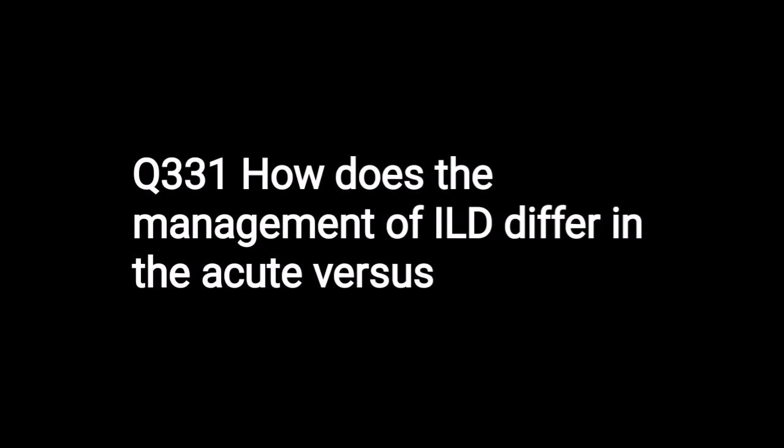Q331. How does the management of ILD differ in the acute versus chronic setting? A331. Acute management focuses on identifying and treating the underlying cause, providing supportive care and preventing further lung injury, while chronic management aims to slow disease progression.